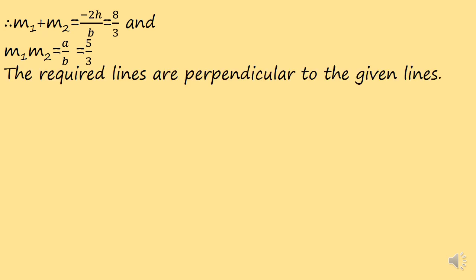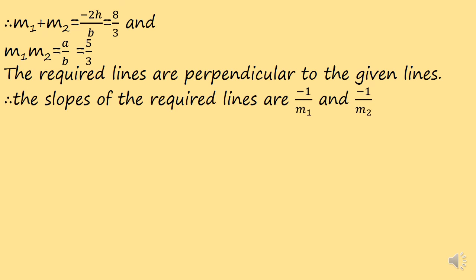Now, the required lines are perpendicular to the given lines. Do you know the property of perpendicular lines? Yes, their slopes are negative reciprocals of each other. Good that you remembered it. So, the slopes of the required lines, see, the given lines have slopes m1 and m2, so the slopes of the required lines are minus 1 upon m1 and the other one minus 1 upon m2.